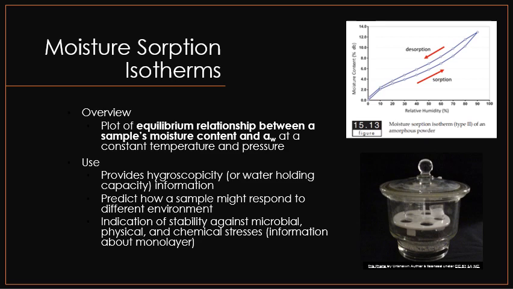So what is moisture sorption isotherm? It's a plot of equilibrium relationship between a sample's moisture content and water activity at a constant temperature and pressure. We can use this moisture sorption isotherm to provide hygroscopic information or to know the water holding capacity of the food. Then you can also predict how a sample might respond to different environment. We can use this moisture sorption isotherm data to indicate stability of the food against microbial, physical, and chemical stress. It also gives you information about the monolayer.